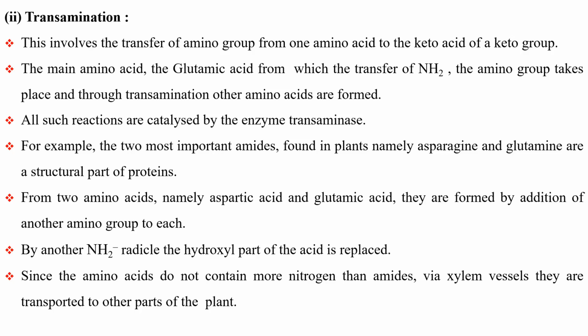For example, the two most important amides found in plants, namely asparagine and glutamine, are the structural part of proteins. From two amino acids, namely aspartic acid and glutamic acid, they are formed by addition of another amino group to each. By another amino radical, the hydroxyl part of the acid is replaced. Since amides do not contain more nitrogen than amino acids, via xylem vessels they are transported to other parts of the plant.